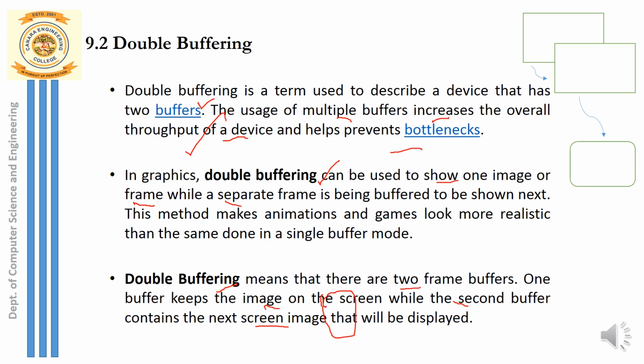Here I have shown the front buffer and the back buffer, and this is our display window. Whatever images you want to display, finally in the display window you are displaying the animation, a series of images, series of frames. All these frames come from the buffer. So our buffer is divided into two parts: one is the front buffer and the other is the back buffer.